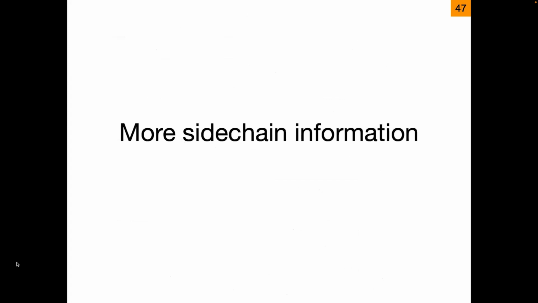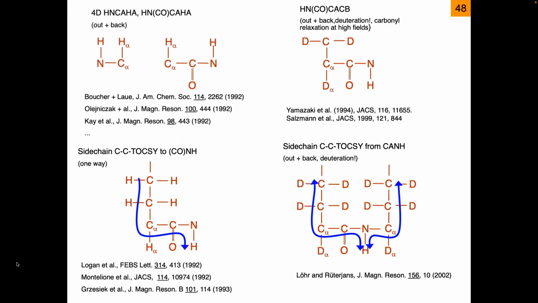Just to continue with this a little bit, there's more on side chain information to be gotten. There have been a lot of experiments developed. I'll just briefly jump through them. For example, instead of this CBCA-CONH type of connection, you can do a TOCSY along the whole side chain and then go via the CO and to the NH of the next amino acid.